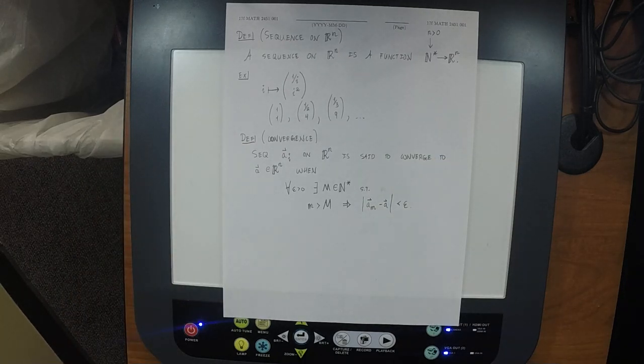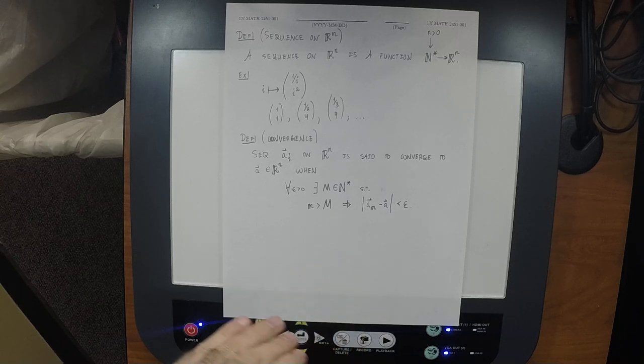Okay. So let's try and understand what this definition is. Now remember, a sequence is a function from the naturals to R^n. So as a conceptual matter, I'd like for you to imagine that a sequence is like a list of numbers that has infinitely many elements. There's a first one, a second one, a third one, a 2,451st one, right? All the way down the line.